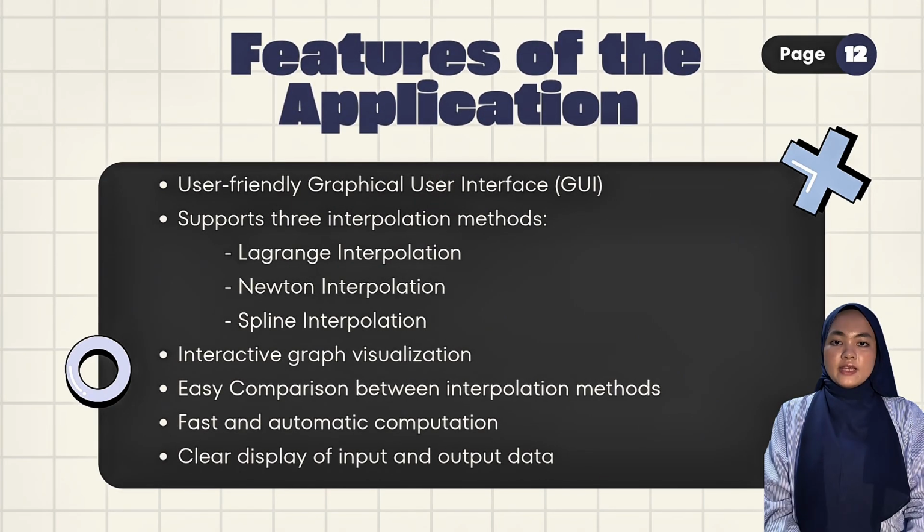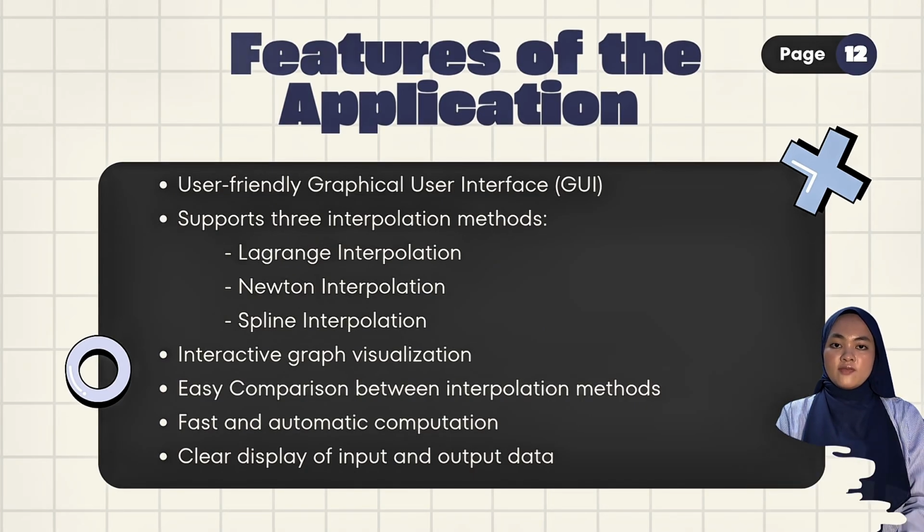Next, I will explain the main features of our application. The application has a user-friendly GUI and supports three interpolation methods, which are Lagrange, Newton, and spline interpolation. It also provides graph visualization, allows easy comparison between methods, and performs calculations automatically. In addition, the input and output data are displayed clearly for users. Overall, this application helps users understand interpolation techniques more effectively.